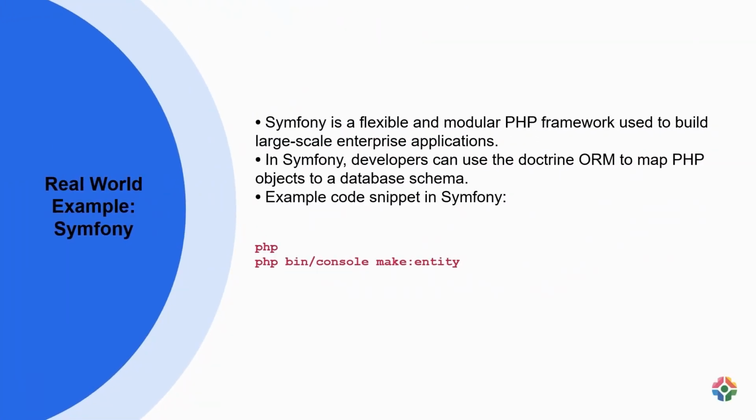Symfony is a powerful PHP framework designed for creating extensive enterprise-level applications. Doctrine ORM is a feature in Symfony that facilitates the mapping of PHP objects to database tables. By employing Symfony's command line tool, developers can generate boilerplate code efficiently. Utilizing the command php bin/console make:entity in Symfony, developers can quickly scaffold PHP entity classes that correspond to database tables, streamlining the development process and promoting code reusability.